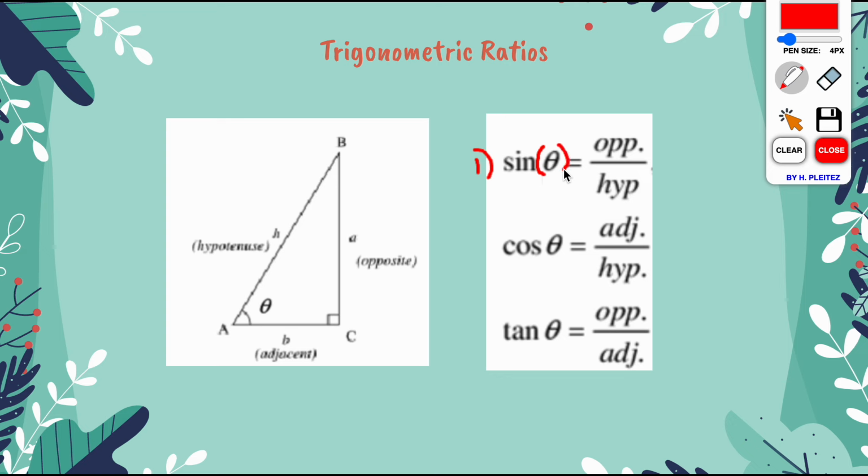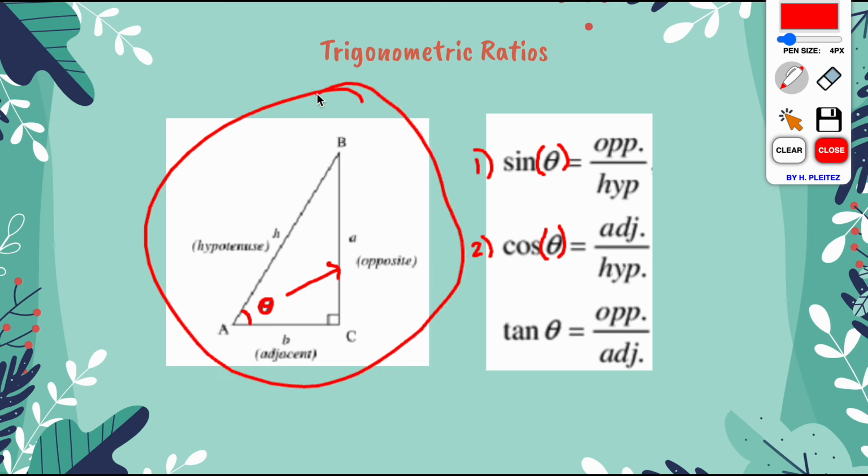Sine of some angle theta is equal to the opposite side over the hypotenuse. Now, if you go to this diagram here, in this case, our theta is right here, right? So in this case, sine of theta is equal to the opposite side over the hypotenuse. Cosine of theta is equal to the adjacent side over the hypotenuse, and again, you can reference this diagram to see which sides we're talking about. And then the third trigonometric ratio is tangent of theta, which is equal to the opposite side over the adjacent side.